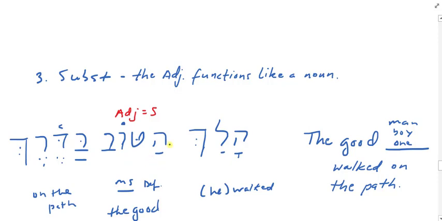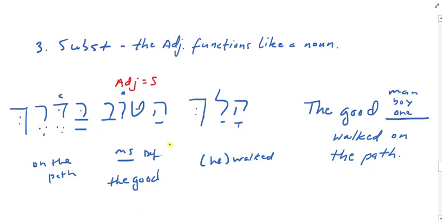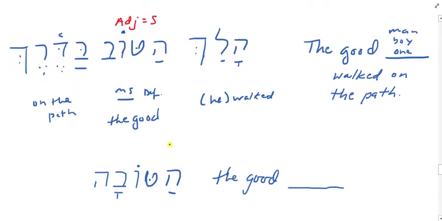All right? So the gender and number of any substantival adjective will be determined by what that substantival adjective refers to. So let's think about this for a moment. What if I said something like ha tova? Ha tova. Oh, that would be what gender and number? Tova is feminine and singular. So if I were using this as a substantival adjective, I would be referring to the good woman.